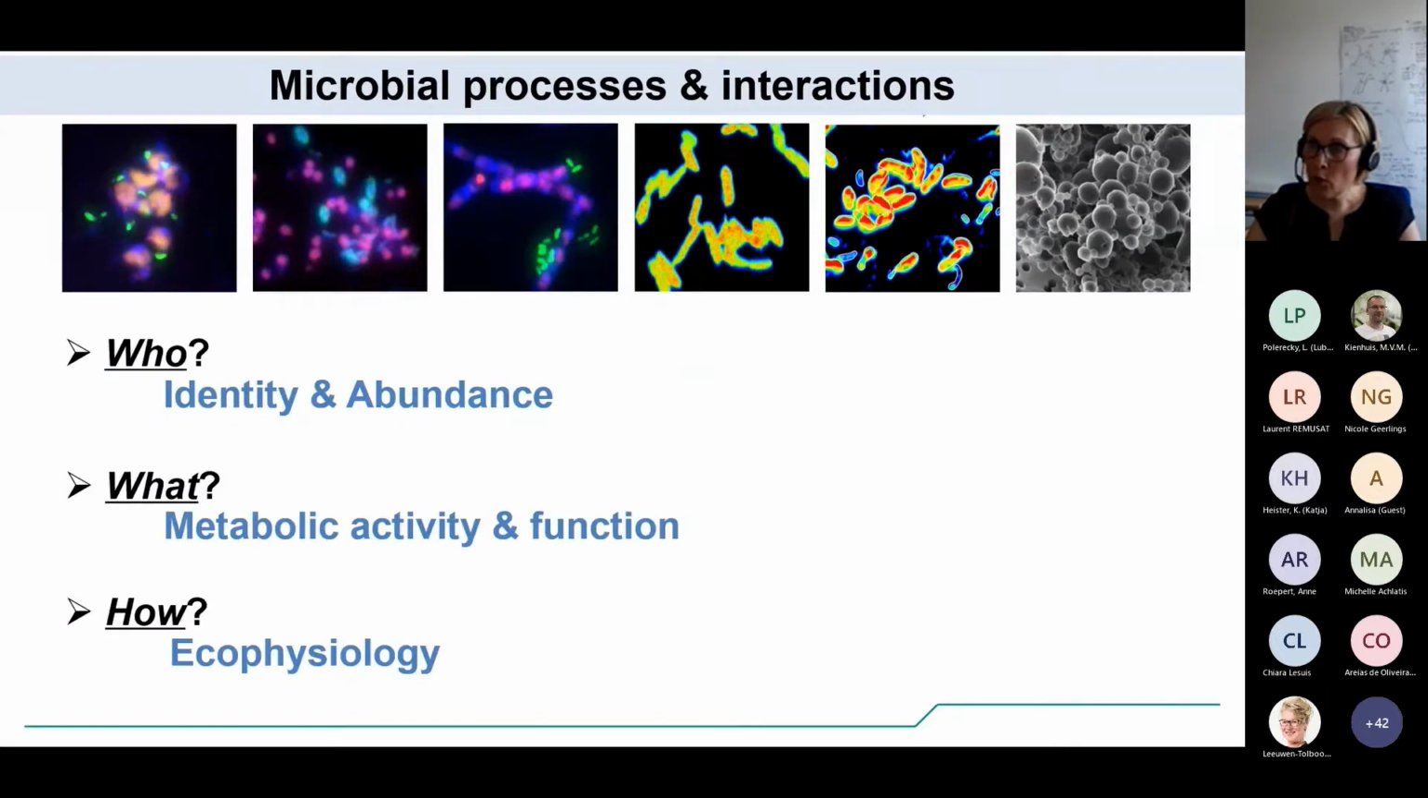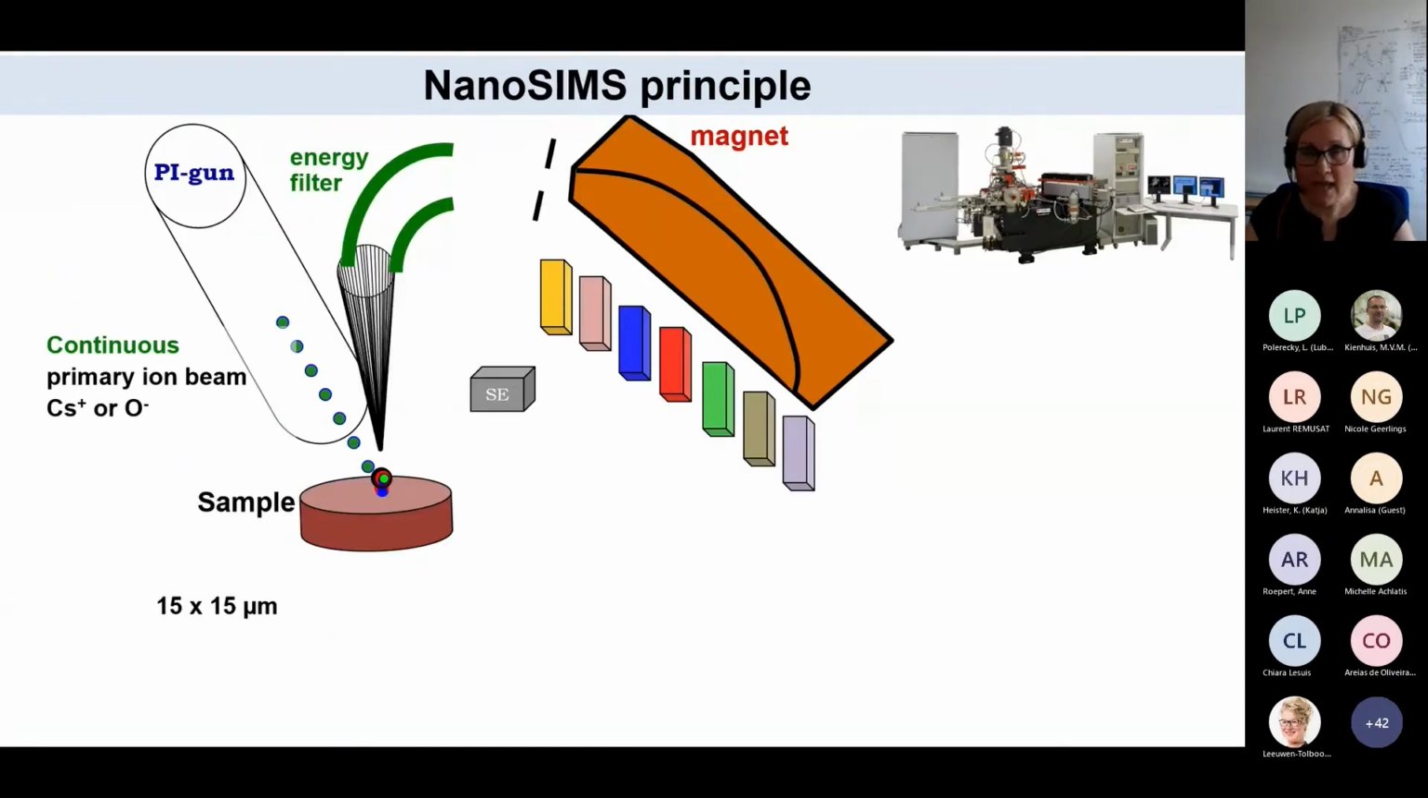So when we are studying microbial processes and interactions, in general, we have three questions: who, what, and how. So we are interested in who, so the identity and abundance, who is out there, and what are their metabolic traits, their function in a particular environment, and most importantly, how are they able to perform a certain process, and how is this related with environmental changes. Now, I guess everyone is well informed about how the NanoSIMS works. What I want to point out here is how the NanoSIMS can be used to answer those questions.